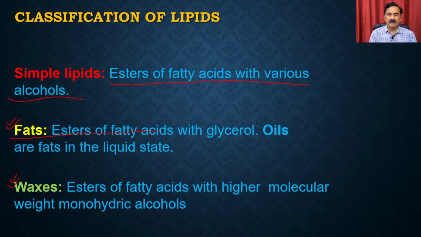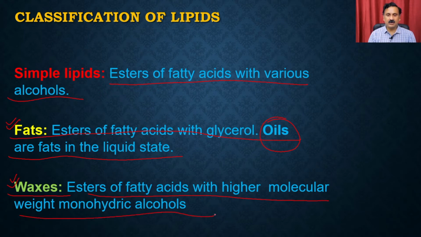The fat, the ester of the fatty acid with glycerol. The oils are fat in the liquid state. So oil is the fat which is present in the liquid state, whereas the fat could be solid. Then we have the waxes, the ester of the fatty acid with the high molecular weight monohydric alcohol, that is called the waxes.